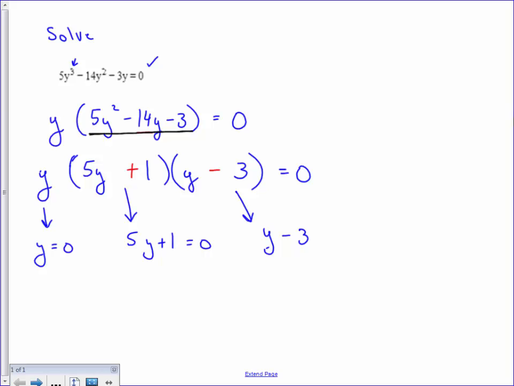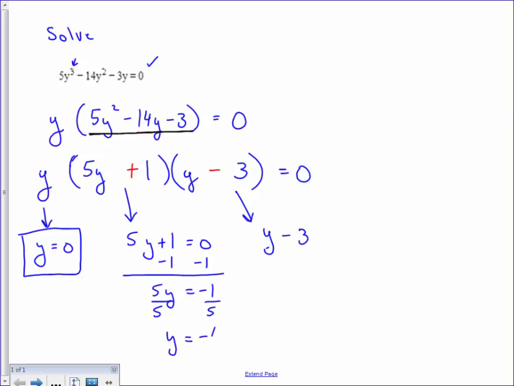Going ahead and solving, y equals 0 is already solved, so that's taken care of. Subtract a 1 here. So we have 5y equals negative 1. Divide out the 5. So we'd have y equals negative 1/5. And then finally over here, setting this equal to 0, add over the 3. And so we'd have y equals 3.